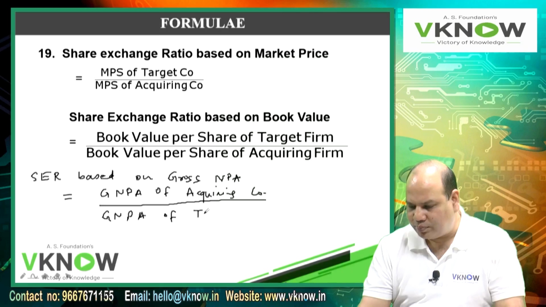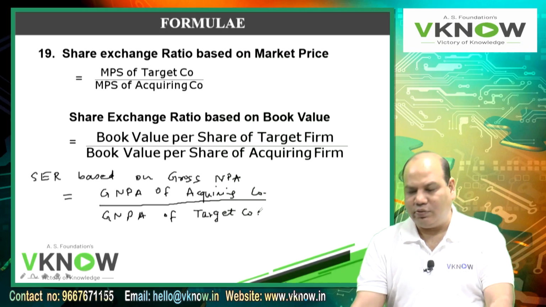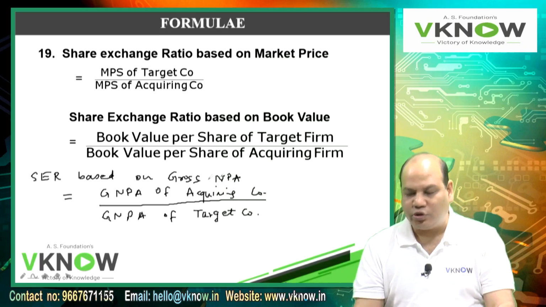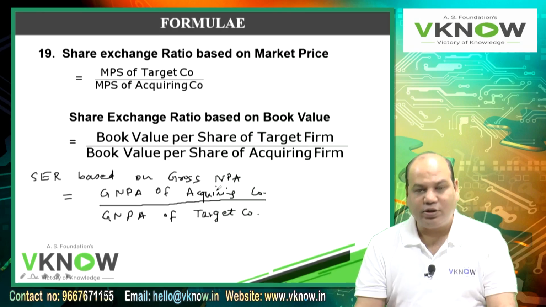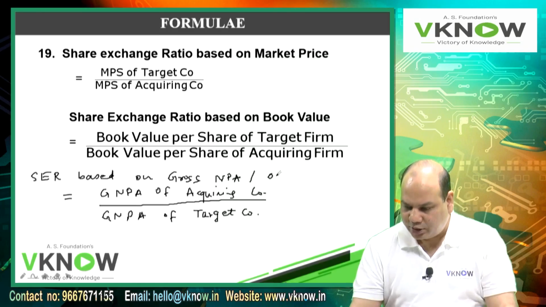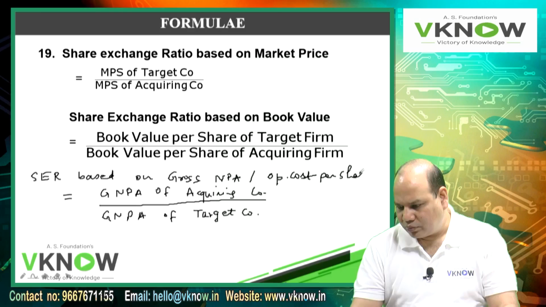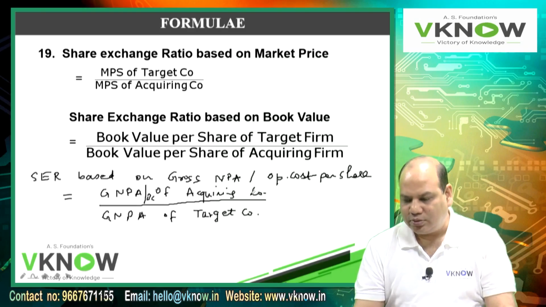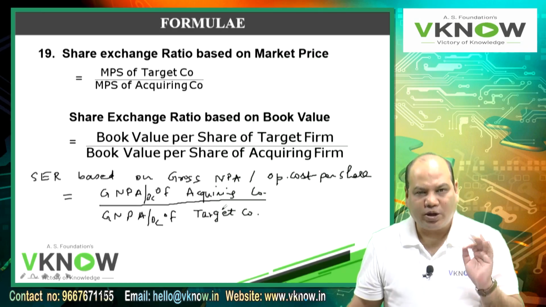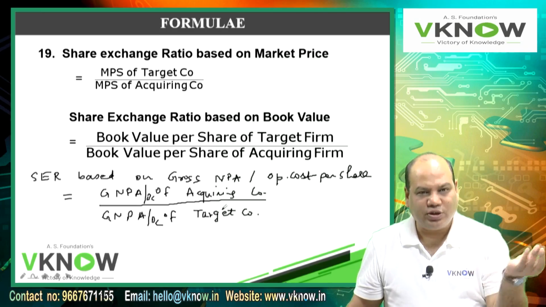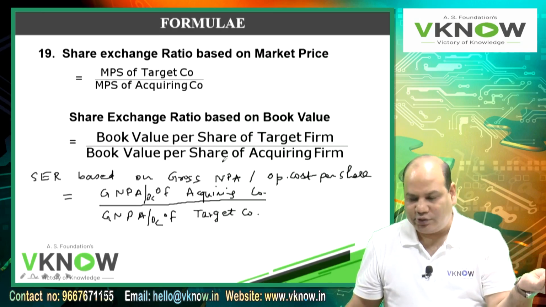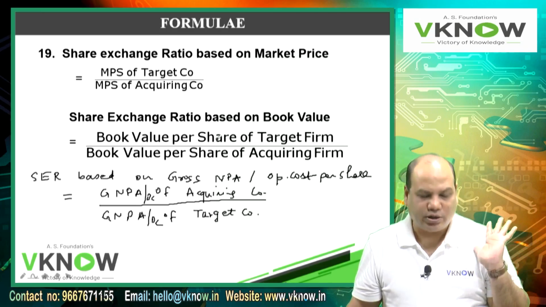In case of those parameters where a lower figure is better, the formula will reverse. So share exchange ratio based on gross NPA is this, or if they say share exchange ratio based on operating cost per share, then I will take the operating cost of the acquiring company divided by the operating cost of the target company. So for those parameters where the minimum value is better, in that case it is acquiring company upon target company.